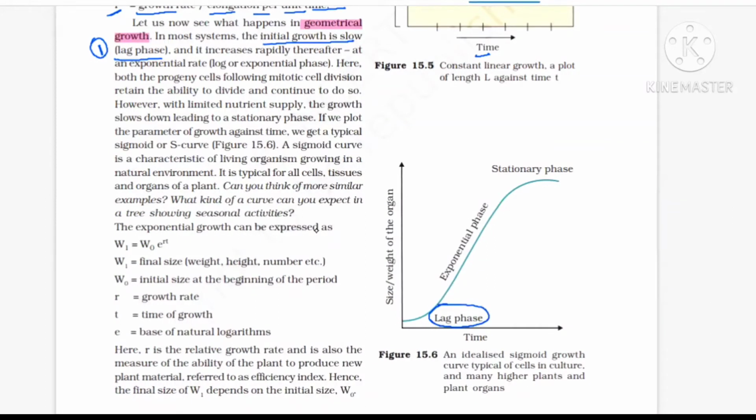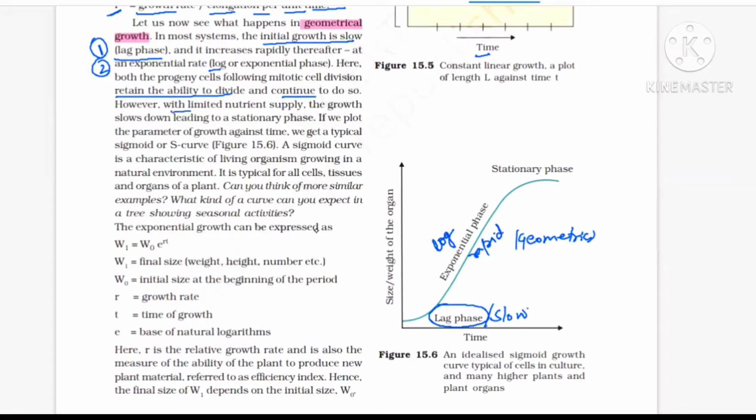Then it increases rapidly, meaning exponential. Then it is going for the exponential or log phase. So exponential is also known as the log phase. So I'm writing it here for your learning. This is slow and here it is a rapid increase. Here both the progeny cells, following mitotic cell division, retain the ability to divide. It means which type of division? It means it is your geometric division. Clear, beta? And they continue to do so.